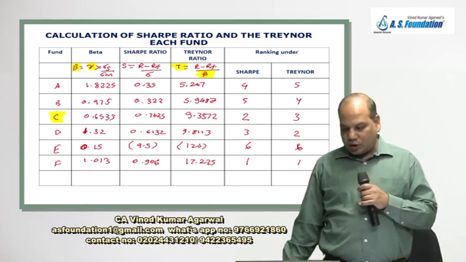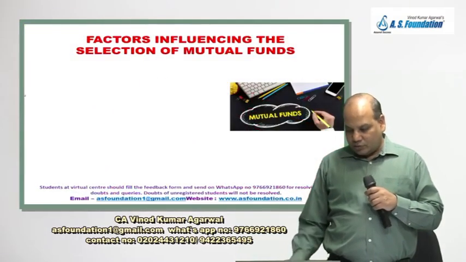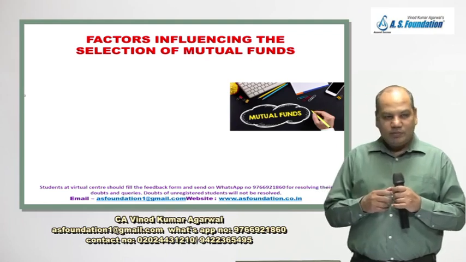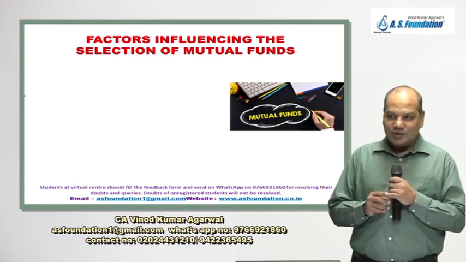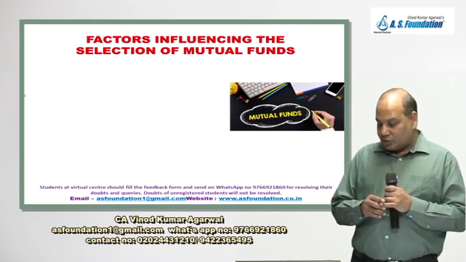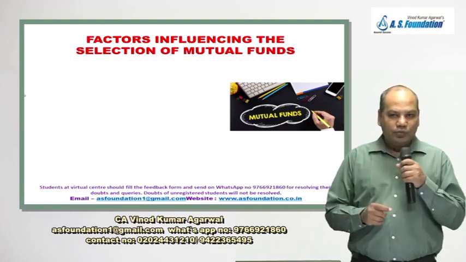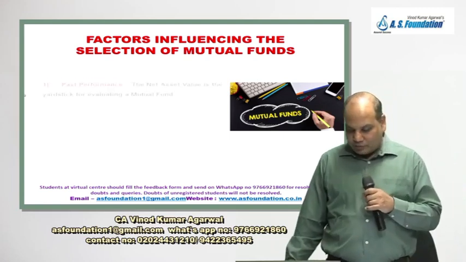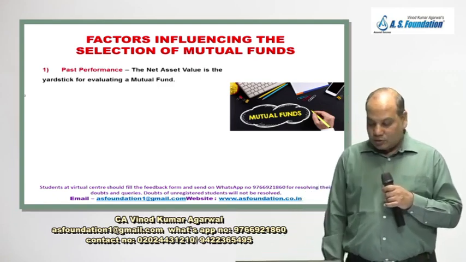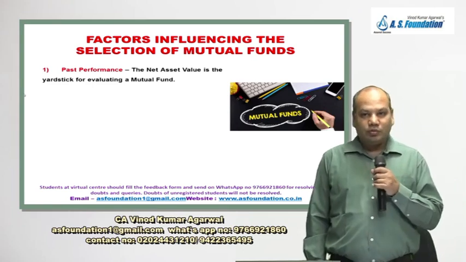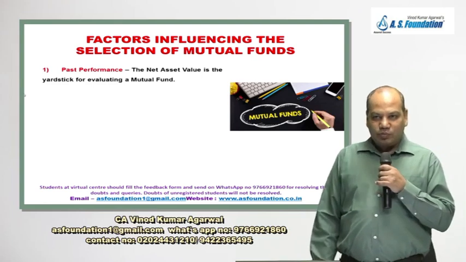So this was about Sharpe ratio, Treynor ratio, Jensen's alpha. In one of the model test papers, there is a question on this Sharpe, Treynor and Jensen's alpha. Okay. Now we'll come to factors influencing the selection of mutual fund. The topic is lengthy because they have gone into all aspects of mutual funds. So what are the factors you should look into? You have a lot of money and you want to invest in a mutual fund.